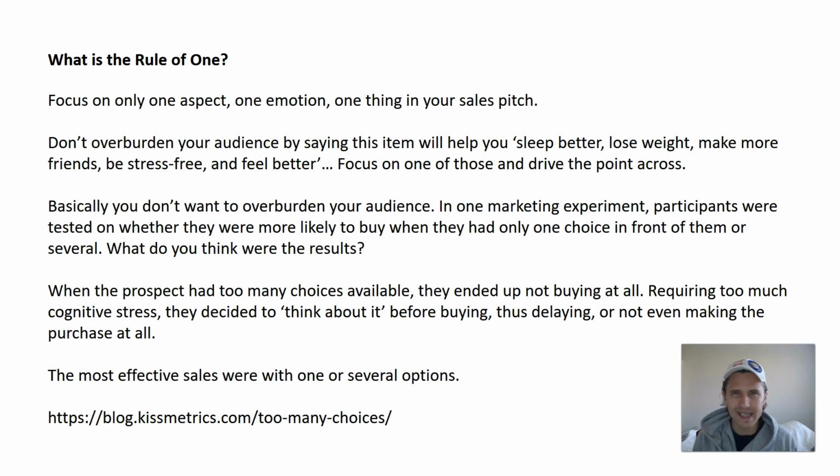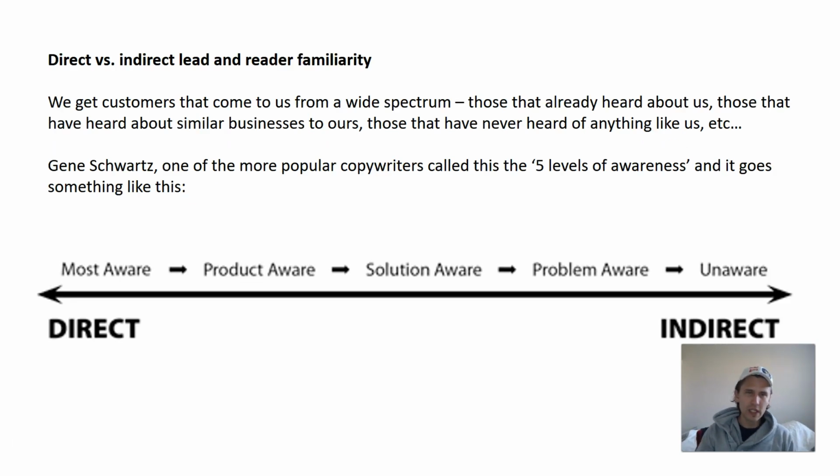So if you're trying to sell a product, basically, don't say it's going to save you time, it's going to do this, it's going to do this, it's going to do this. Focus on the one thing that item is going to do, and the book illustrates with many examples that it's just so much more effective to do that. So the other thing is basically direct versus indirect lead and reader familiarity. So this is a little thing I got from the book, from the Kindle ebook.